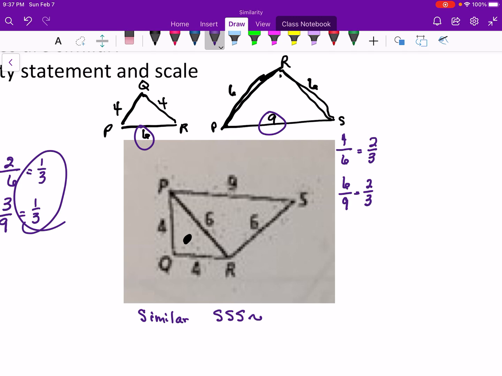That would be a theorem. The similarity statement, it is so much easier to see when the triangles are taken apart. I'm going to start over here with P and say triangle PQR is similar to triangle. P matches with P, that would work. PRS. And since when I was checking to see if the sides were proportional, the similarity ratio was 2/3, we could say their similarity ratio or scale factor is 2:3.